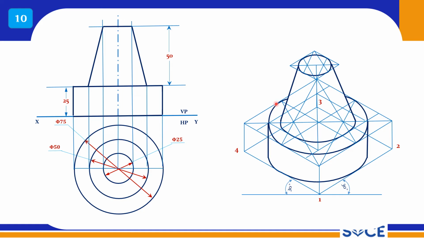So you should connect it very carefully, right? You can draw using 4 centers, and you can connect up to this vertical generator of the frustum of the cone. So this can be drawn very easily, and please practice this. It will be a very interesting problem.